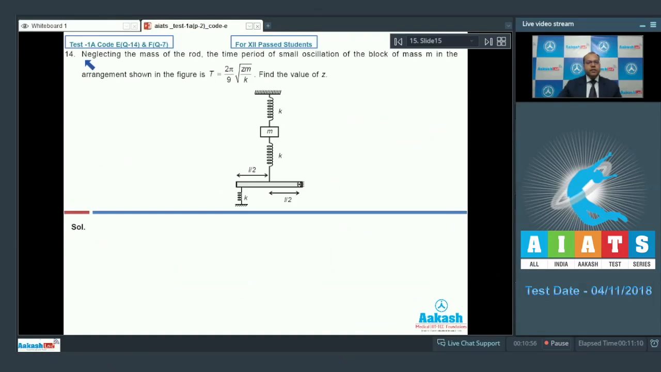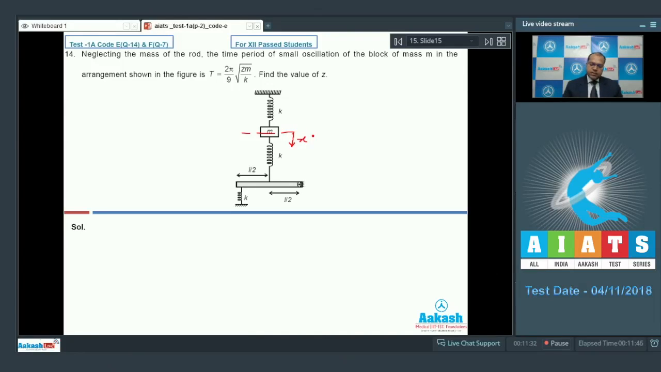In question number 14, neglecting the mass of the rod, the time period of a small oscillation of the block of mass m in the arrangement shown in the figure is T equal to 2 pi by 9 under root zm by k. So we have to calculate the value of z. So this is the equilibrium situation. Suppose from this equilibrium situation the block is descended by a distance x.